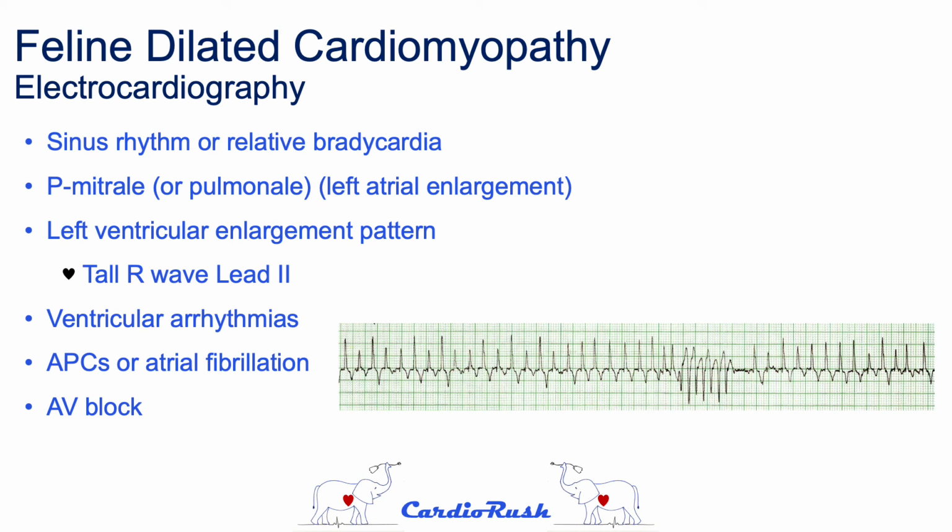Electrocardiographic findings are variable with feline dilated cardiomyopathy and can include sinus rhythm or sinus bradycardia. You may see evidence of left atrial or left ventricular enlargement, and ventricular or atrial arrhythmias may be seen.